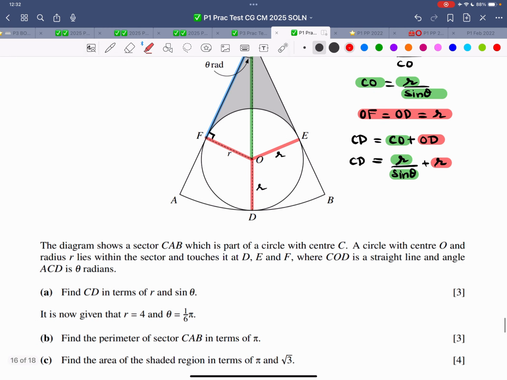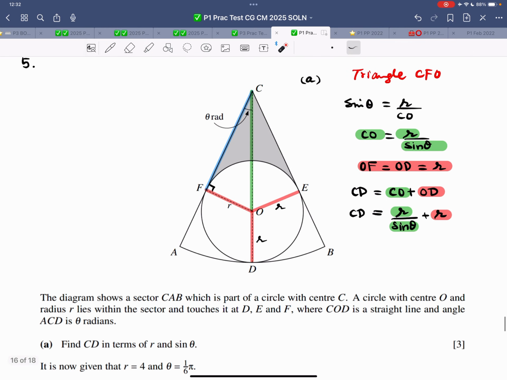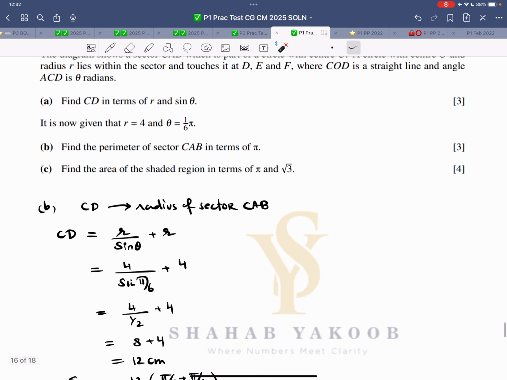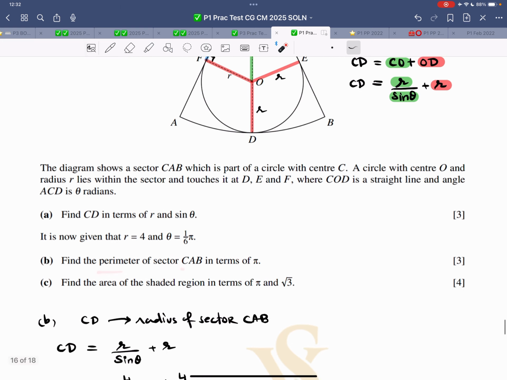So the first part for 3 marks is basic use of a right angle triangle. Understanding that this is a 90-degree angle, applying the relevant ratio, which is sine in this case, and not forgetting that this needed to be added separately. So that is the first thing. Now it says R is 4, theta is pi by 6. Find the perimeter of sector CAB.